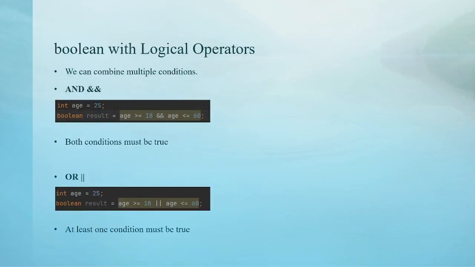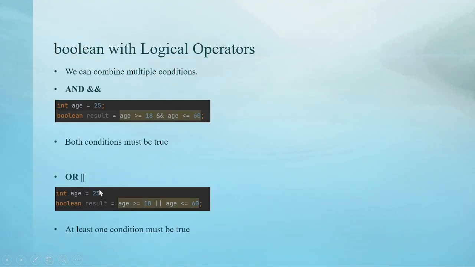We can also combine Boolean conditions using logical operators. Here, logical AND means both conditions must be true. Here, age >= 18, and I'm using the logical AND operator here, and age <= 60. Since int age = 25, 25 is greater than or equal to 18, and 25 is less than or equal to 60. So both conditions are satisfied, which means both conditions are true here.